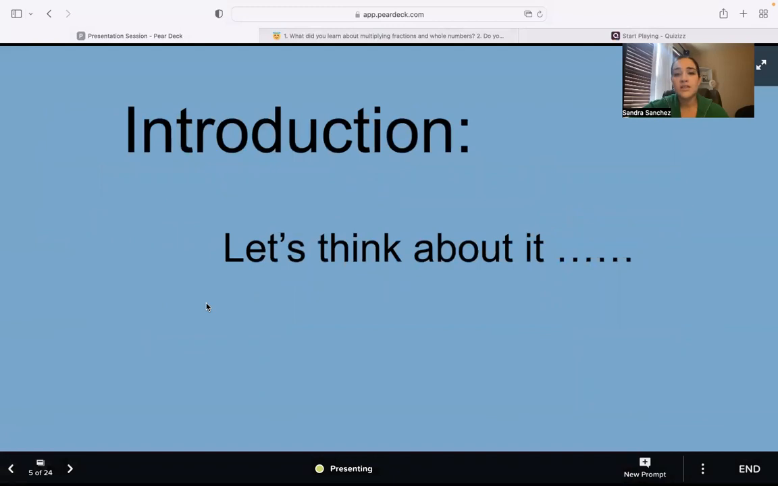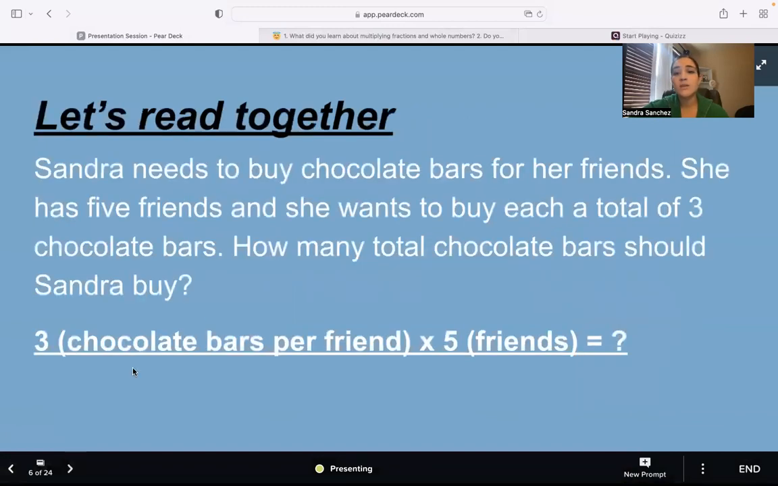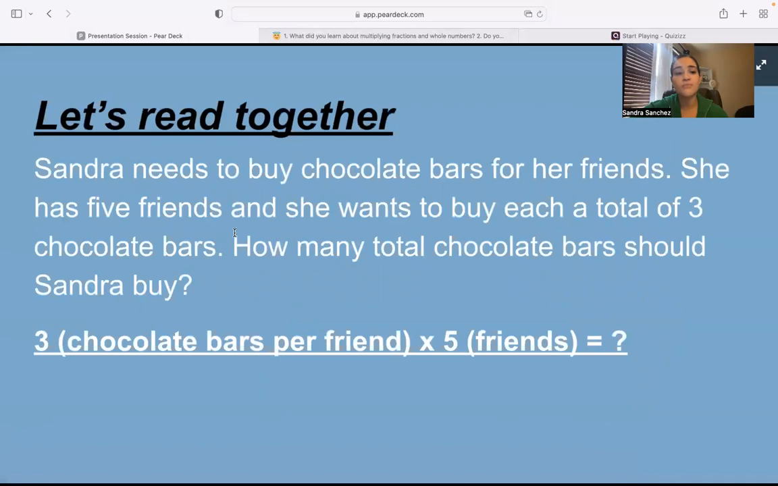The introduction of this lesson will consist of reading a word problem that implies the multiplication of whole numbers. We will read the problem as a class, and as a class, we will deconstruct the problem to understand what information is important, but also how to use this information.